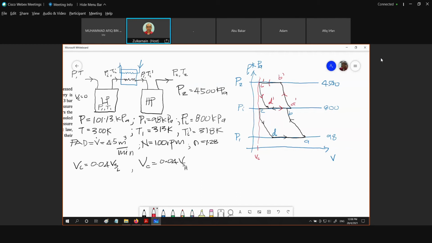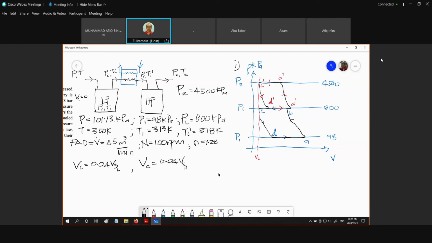So if we look at what the question asks, the first question is asking for the sketch of the PV diagram. So we have sketched the PV diagram. This is our part 1. Okay. And then we are going to look at the second question. Determine the swept volume for each cylinder. So now we have 2 cylinders. One is the high pressure, another one is the low pressure.